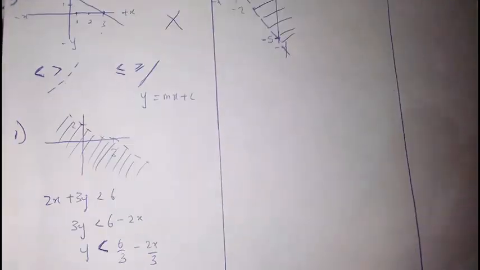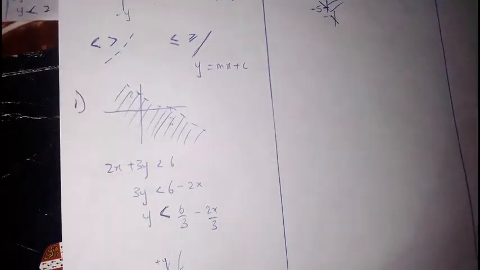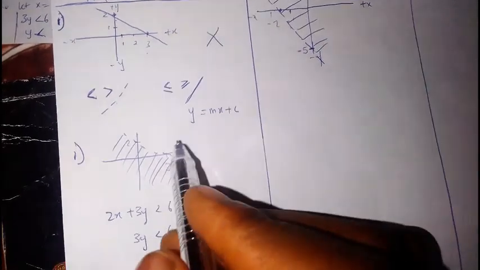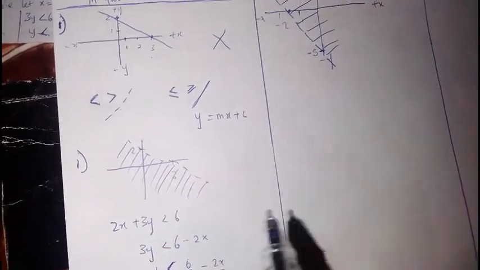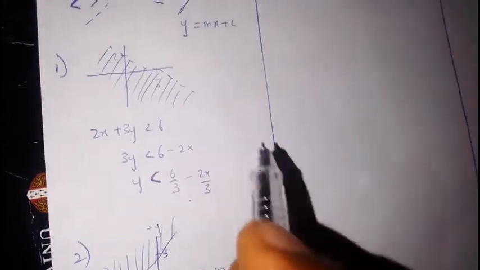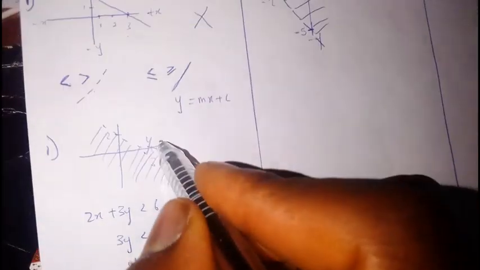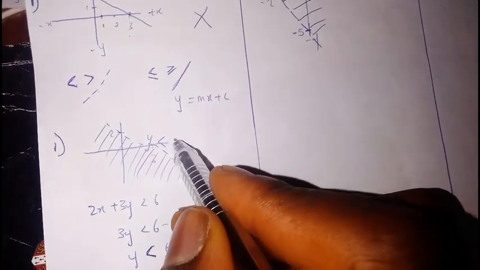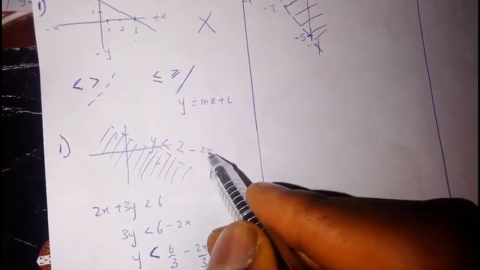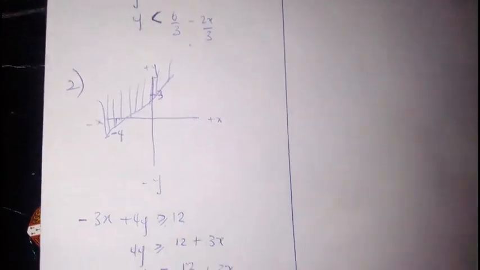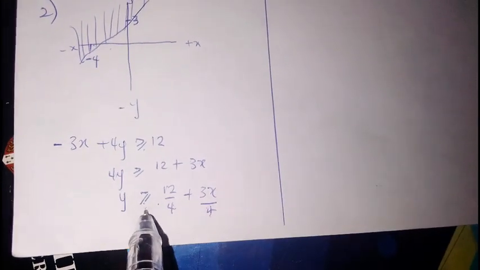Now in most questions, after plotting the graph, they always put the linear equation at the other side. How do I mean? Since this is less than, I'm going to put my y in this form up here, and y is less than 6 over 3, which is 2, minus 2x over 3. Since this is greater than, in this case my y was greater than or equal to this, I'll put it at the other side, which is at this part. You can put it anywhere here.